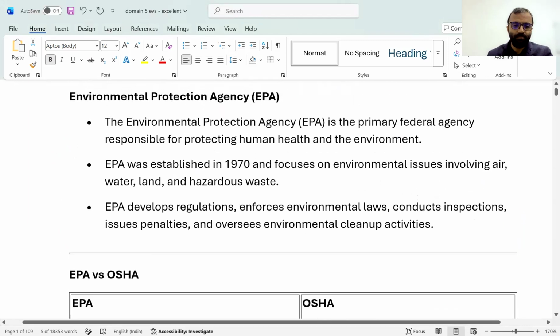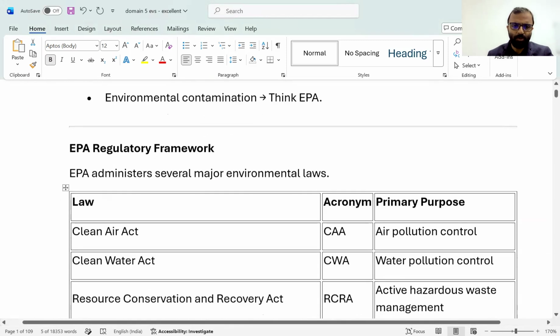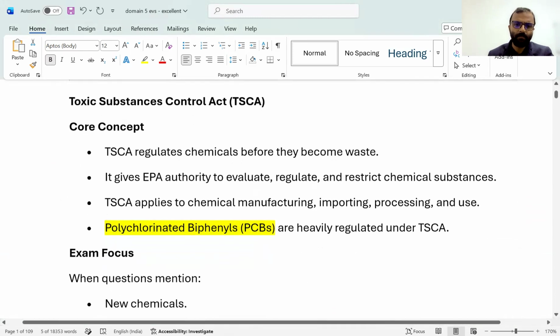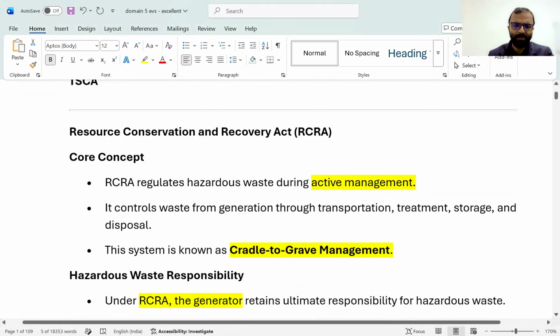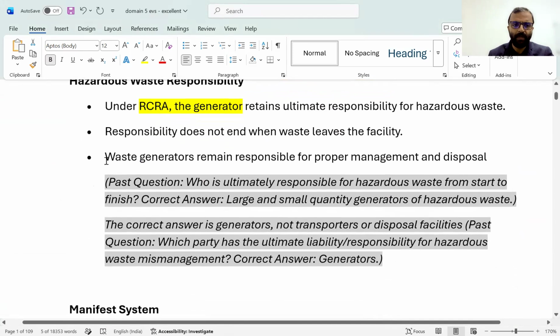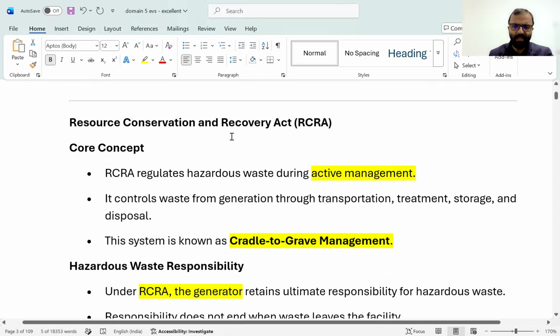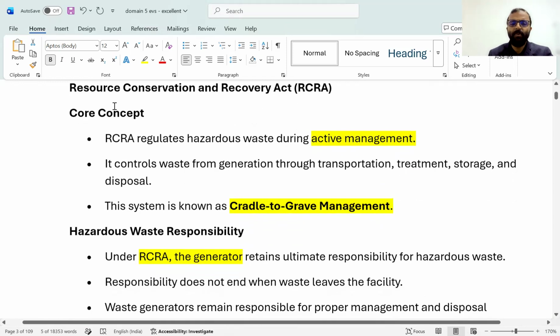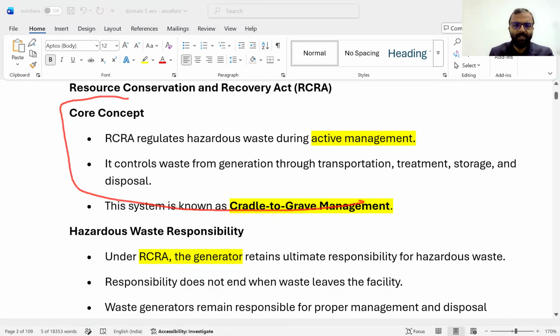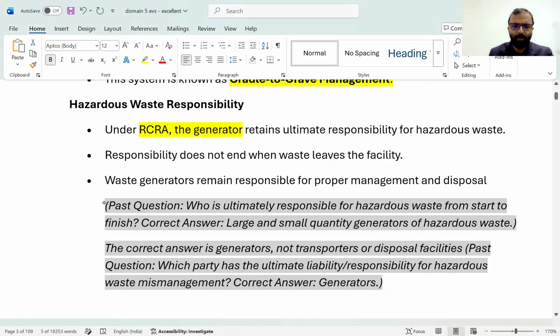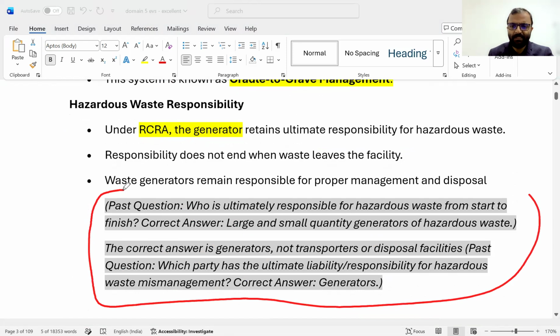Okay, so this is the format I will show you. If this is our question, this is how we are integrating with the past questions. So if we are mentioning the RCRA Act, we will be describing the concept of RCRA. Then, what are the questions asked in the previous question paper? That is how it works.